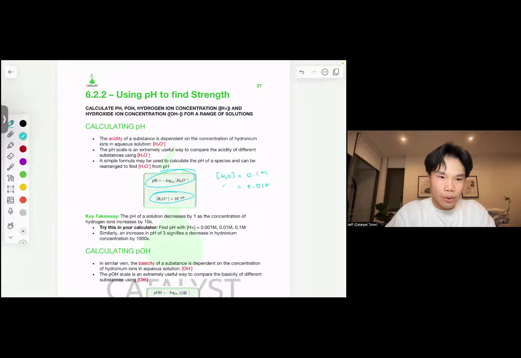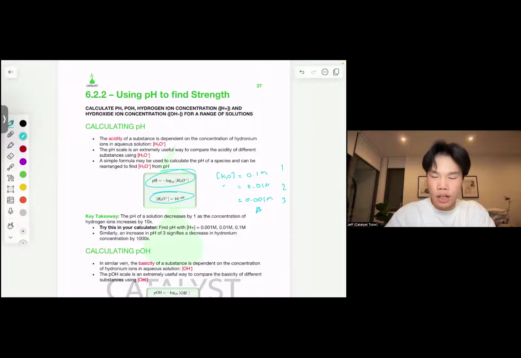One's correct for the top one. Isabel's got both first, so Isabel gets a thumbs up. 1 and 2. And if we did 0.001, we would get 3. So 1, 2, 3. What is the relationship between pH and hydronium from the log scale?